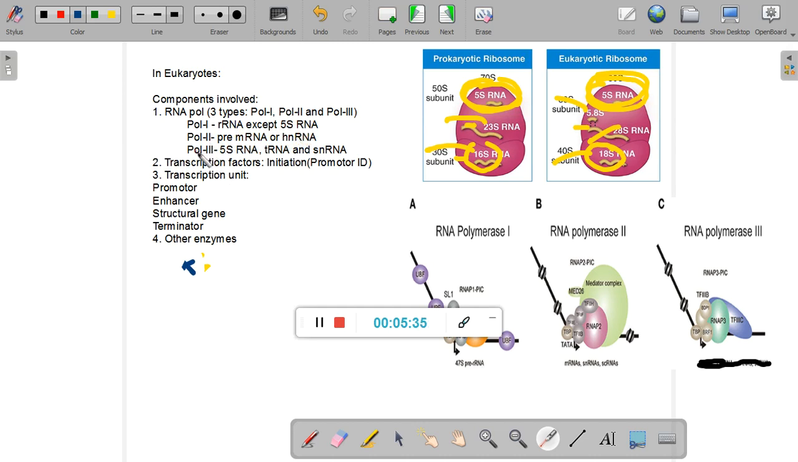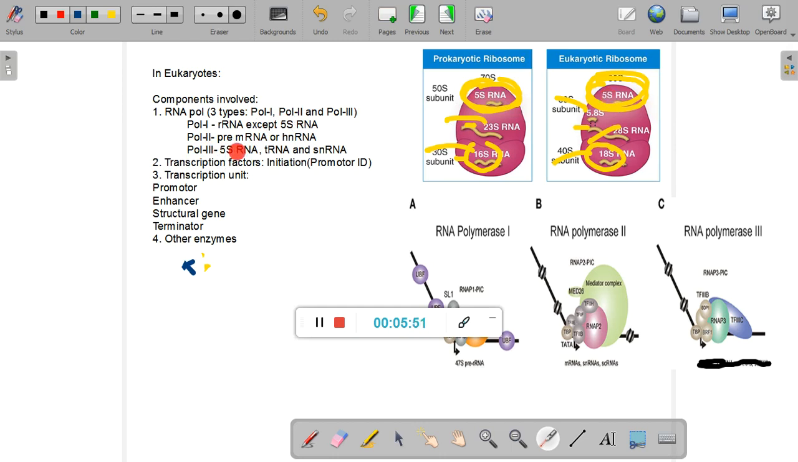What is the function of polymerase 3? It synthesizes 5S RNA. You remember? 5S RNA, polymerase 1 could not synthesize this. It could not transcribe it from the DNA. Who is going to transcribe it from the DNA? Polymerase 3. Right?